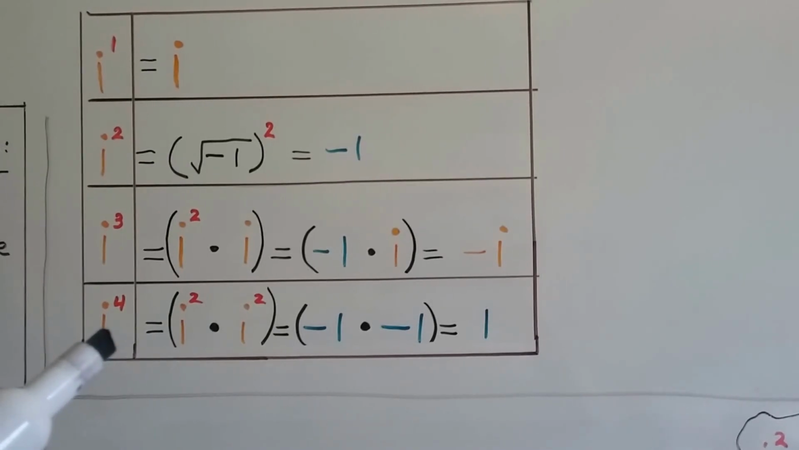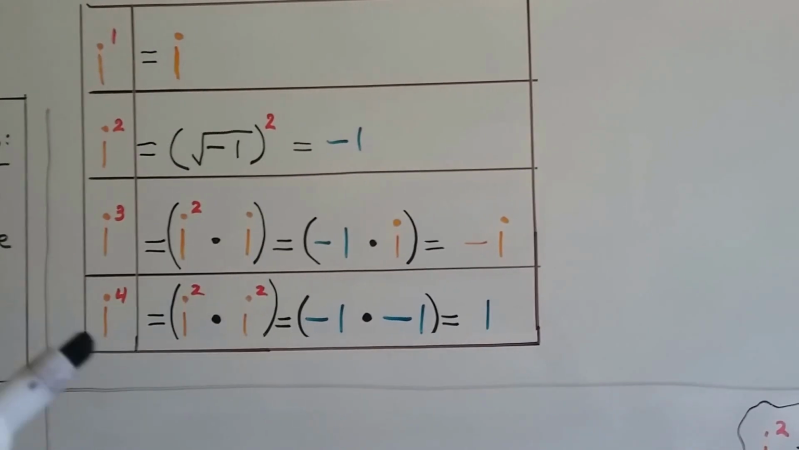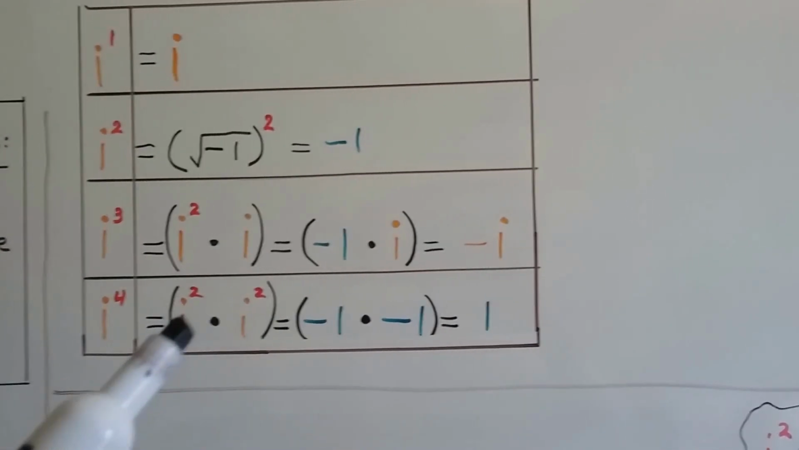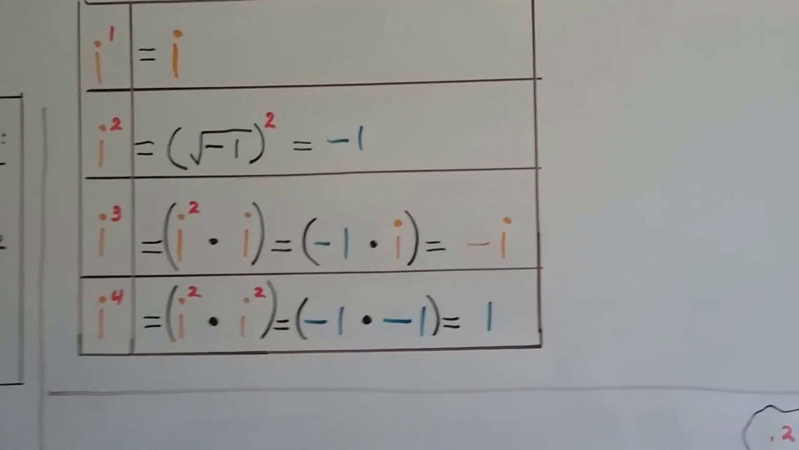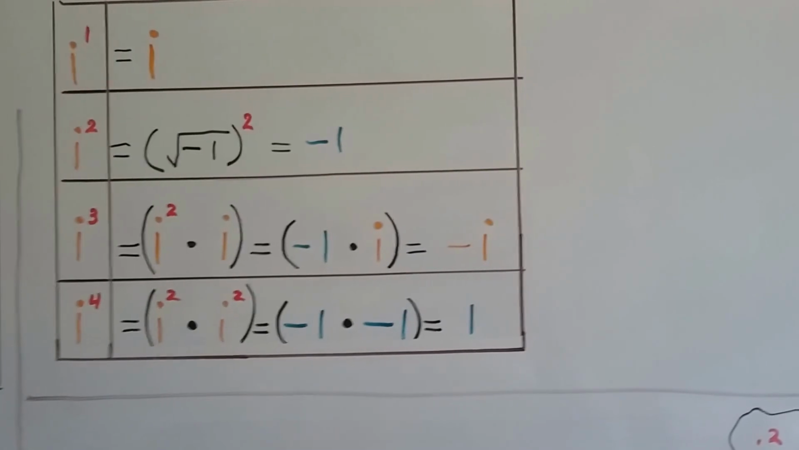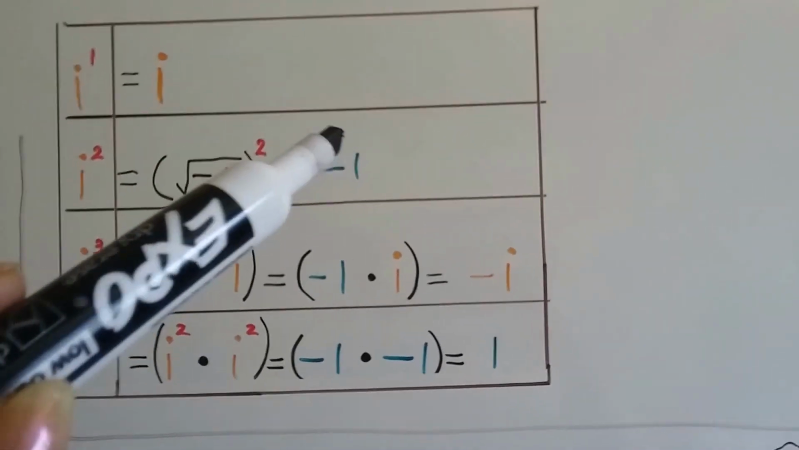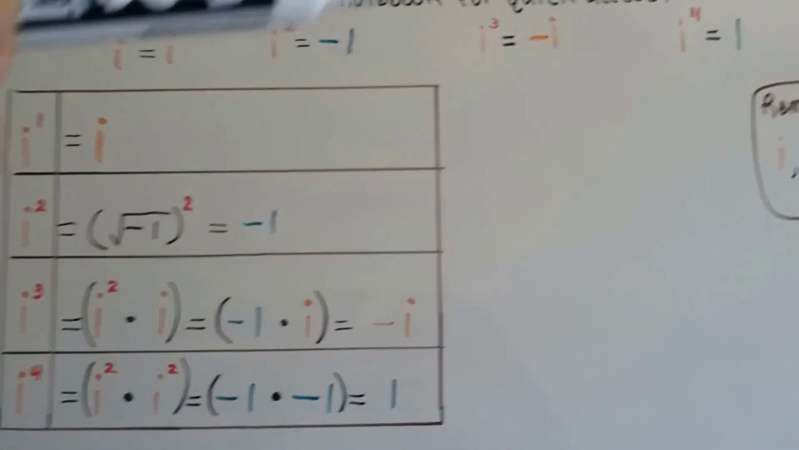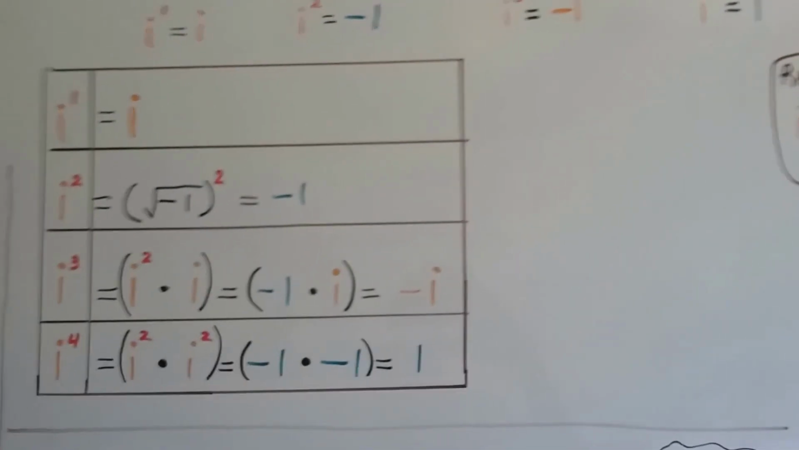For i to the fourth, we can do either i to the third power times i, or we could do i squared times i squared. We're going to get the same answer. If we do i squared times i squared, well, i squared is -1. So that means we're doing -1 times -1, which gives us a +1. So there's our pattern: i, -1, negative i, 1. See?